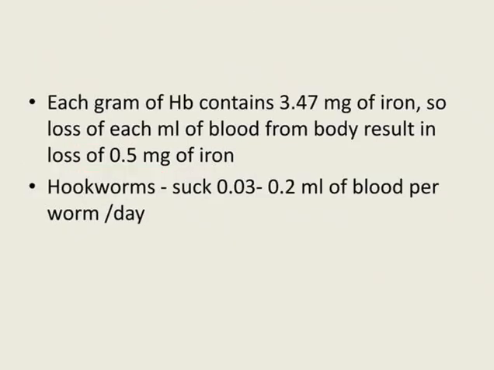Usually, each gram of hemoglobin contains 3.47 milligrams of iron. So, loss of each ml of blood may lead to a loss of 0.5 mg of iron. Usually, the hookworms present in the body suck 0.032 to 0.2 ml of blood per worm per day.